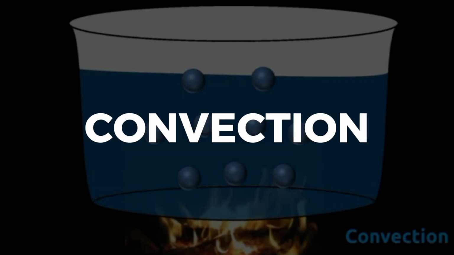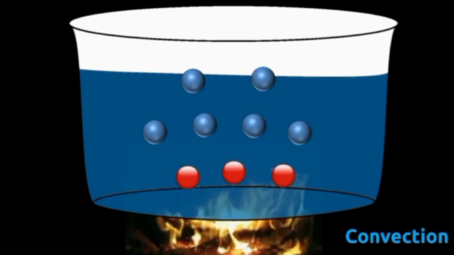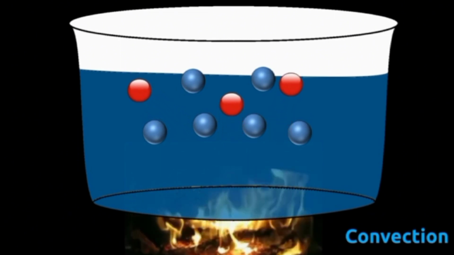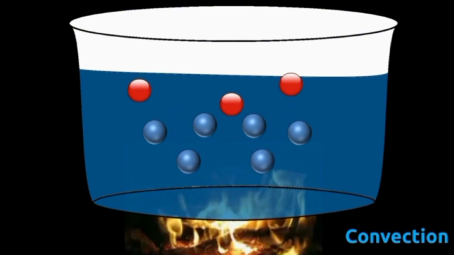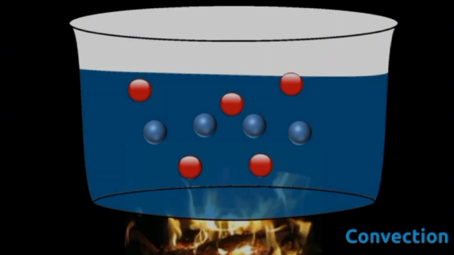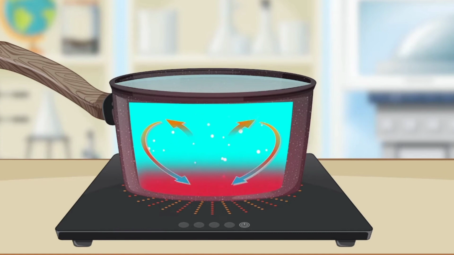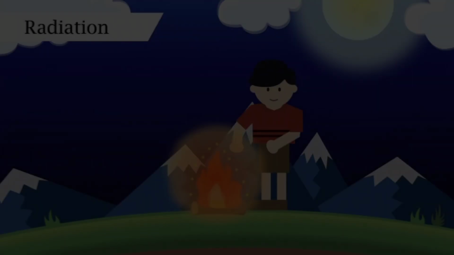Second is convection. Convection is the transfer of heat through the movement of fluids, liquids or gases. Warmer regions of fluid rise, and cooler regions sink, creating a continuous circulation of heat. Example: boiling water in a pot. The heat at the bottom of the pot causes the water to warm up, rise, and circulate, creating a convection current.